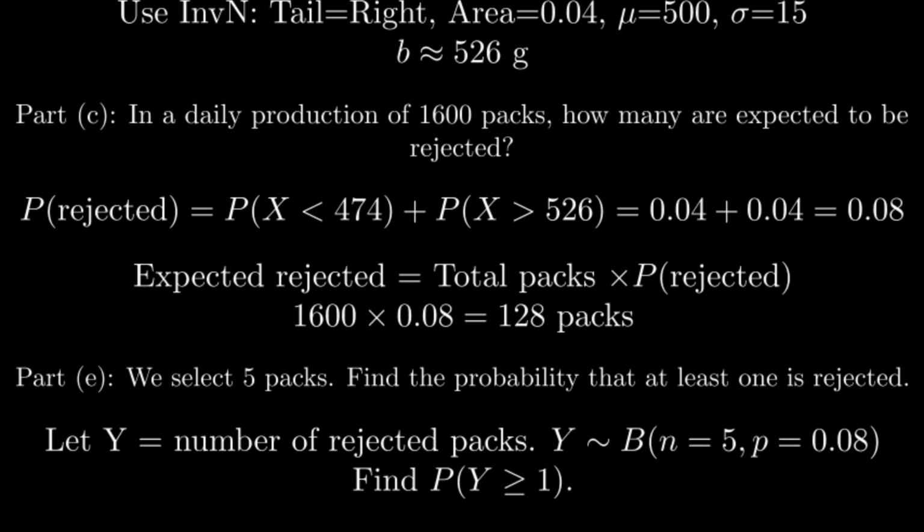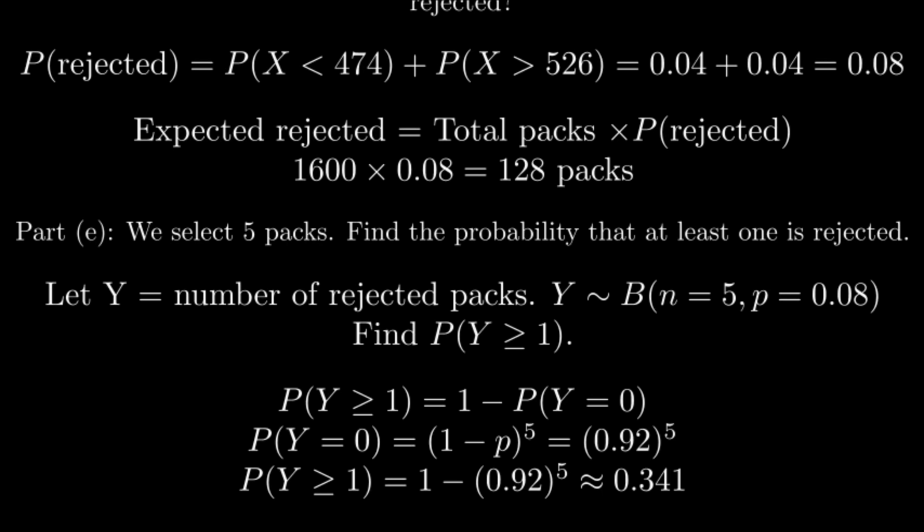Let's define a new variable, Y, as the number of rejected packs. Y follows a binomial distribution with n equals 5 and p equals 0.08. We want to find the probability that Y is greater than or equal to 1. Calculating P(Y = 1) plus up to P(Y = 5) is a lot of work. It's easier to use the complement. The complement of at least one rejected is none are rejected. So P(Y ≥ 1) is equal to 1 minus P(Y = 0). The probability of 0 rejections is the probability of a pack not being rejected, which is 1 minus 0.08, or 0.92, raised to the power of 5. This gives us a final answer of about 0.341.